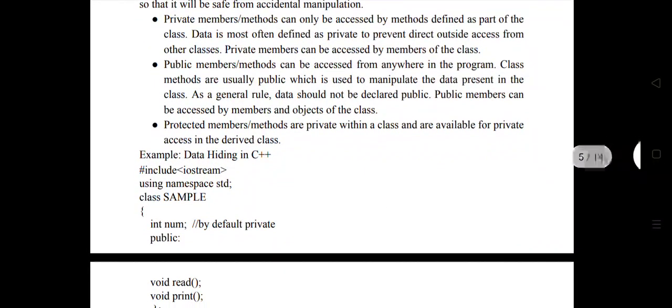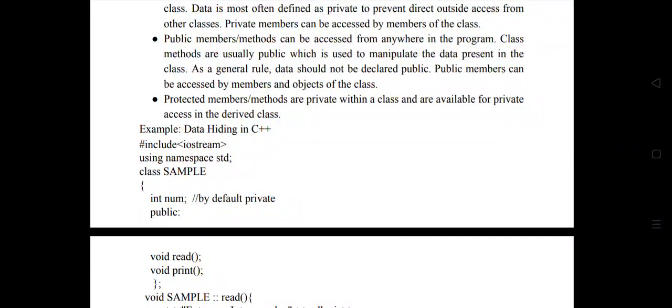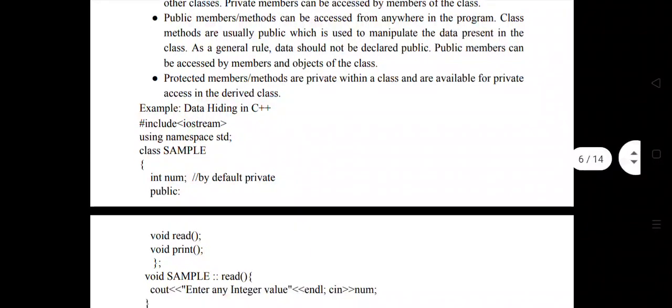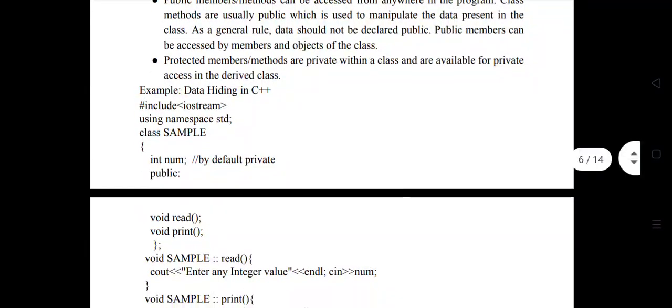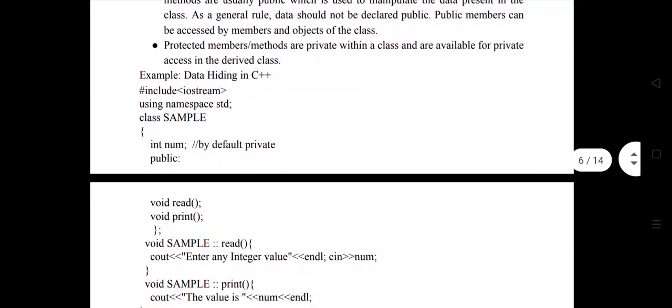Public methods are accessed anywhere inside the program or outside the program. But yes, if you want to access public data members outside the class scope, again we need to have the objects. We can do that with the help of objects only. Class methods are usually made public because they are the segments which are used to manipulate the data present in the class. So general rule says that data should not be declared as public, but member functions can be made or should be made public so that they can get access outside the class or in the main function.